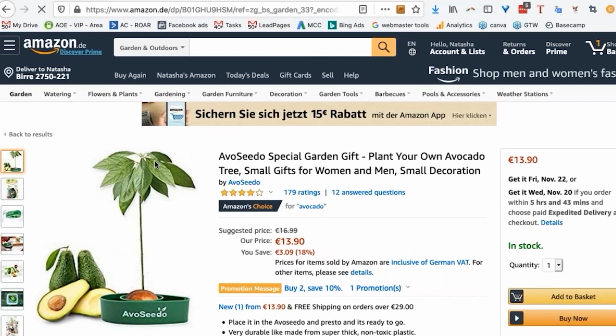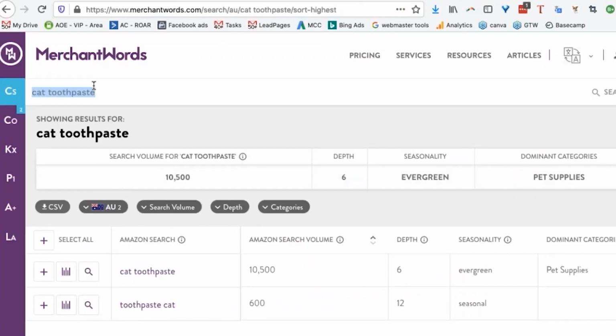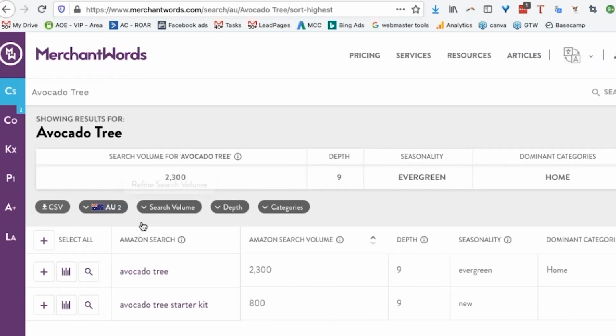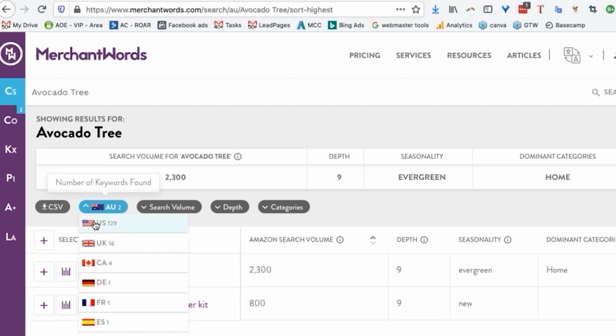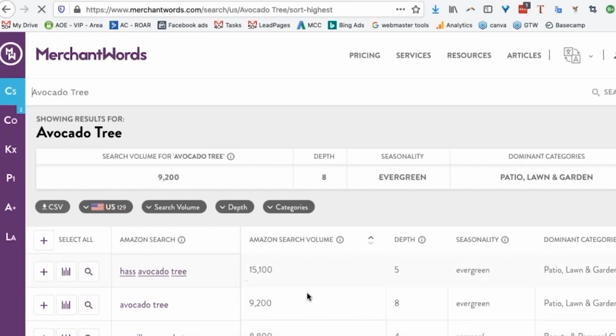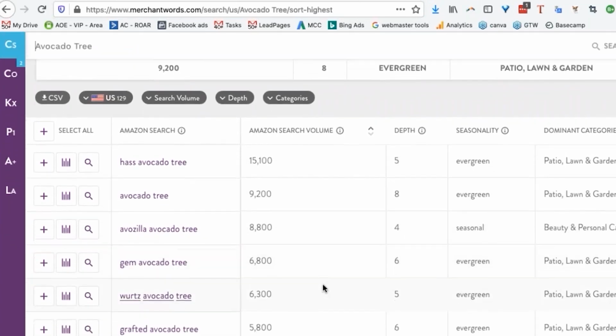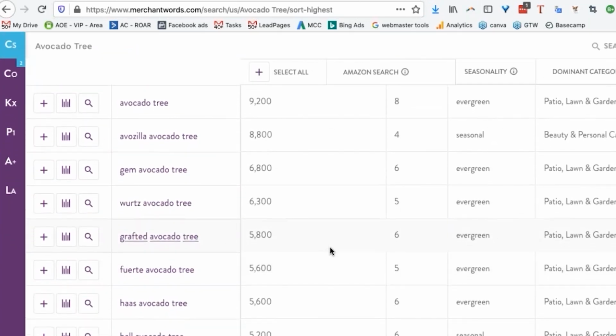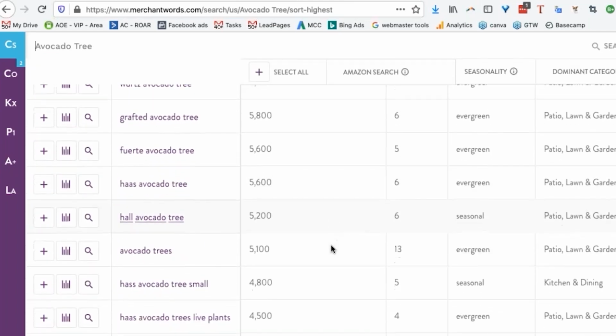That's actually something that I would buy for my daughters. Plant your own avocado. Let's just try avocado tree and put that into Merchant Words. Let's see what comes up. Avocado tree, I've got 2,300. Avocado tree starter kit, 800. Interesting. Let's just have a look in America. Let's see what they say. Avocado tree, grafted avocado tree. So they are all in the actual products themselves.